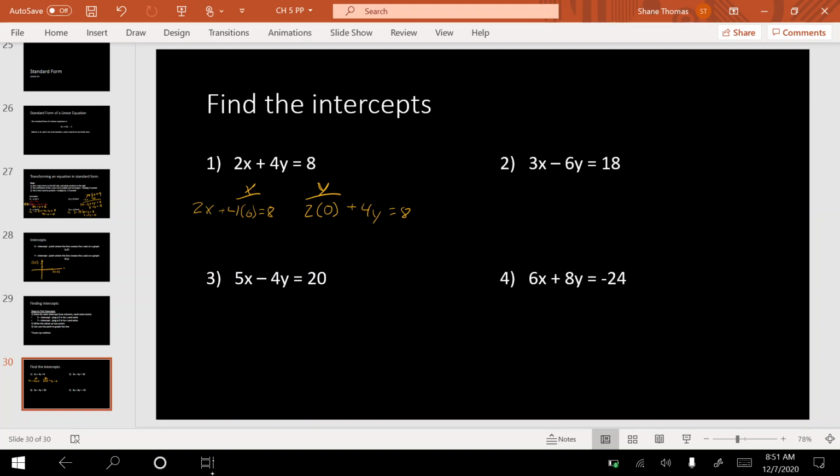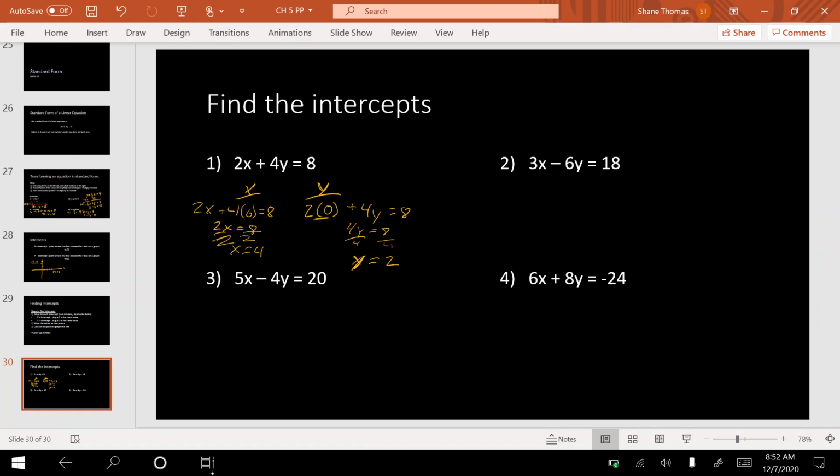So 4 times 0 is just 0. So I'm left with 2x equals 8. Divide both sides by 2. What's x going to be? X equals 4. And then over here, do the same thing. This is going to be 0. So I have 4y equals 8. Divide both sides by 4. Y is going to be 2.